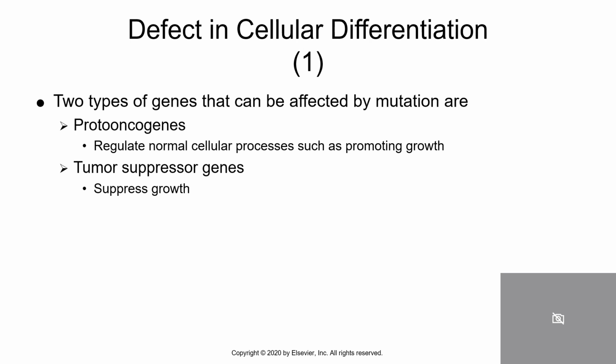Normally, proto-oncogenes act to regulate cellular processes so they can help promote growth or whatever it is the process that's meant to occur. That proto-oncogene is there to help regulate that process. Tumor suppressor genes exist to help do exactly what they say. They help suppress growth, and so those are their normal functions. But when there's a defect, as a result of some type of mutation, then these genes start acting crazy.